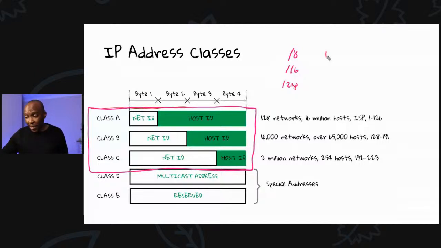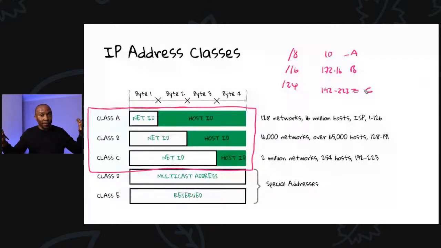Anything that starts with 10, by the nature of classful addressing, is a class A address. Anything that starts with 172.16 is a class B, and anything that starts with 192 up to 223 is a class C. So by merely looking at an IP address, if you're using classful boundaries, you can identify it. However, if you're using something known as classless, then it is not as obvious as you might want it to be.